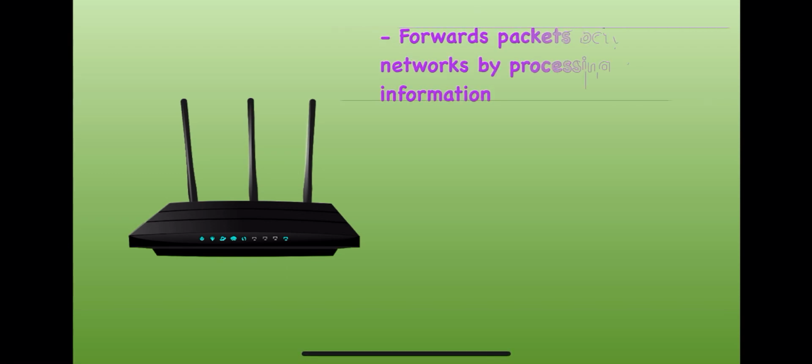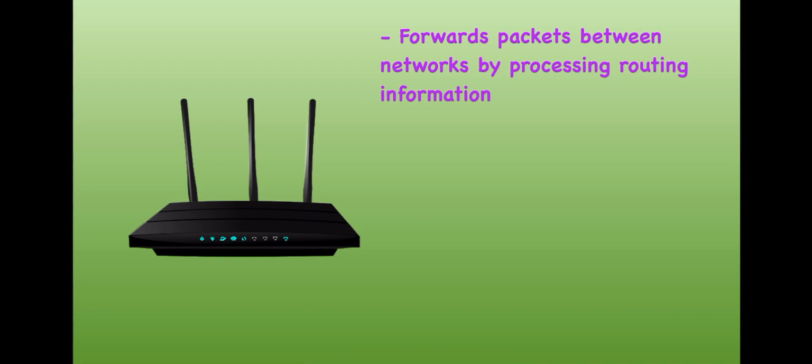Now next what we will study is router. This is very important. Router is a device that forwards packets between networks by processing the routing info included in the packet. See here, this router is shown. The hub was distributing data everywhere. The switch limited that distribution.